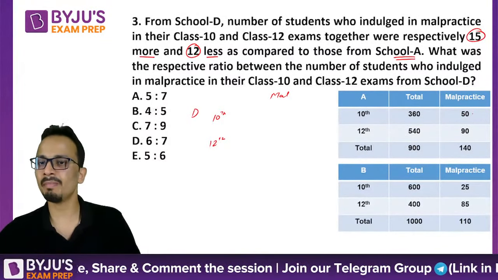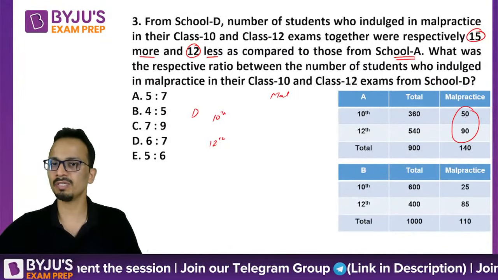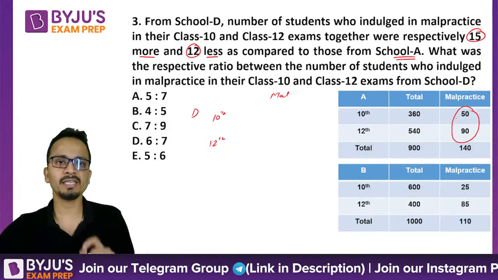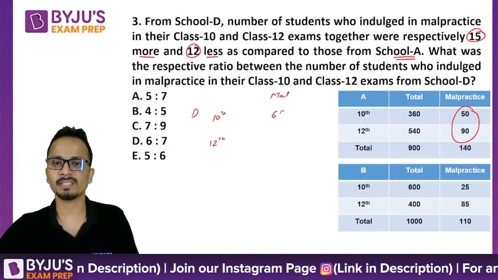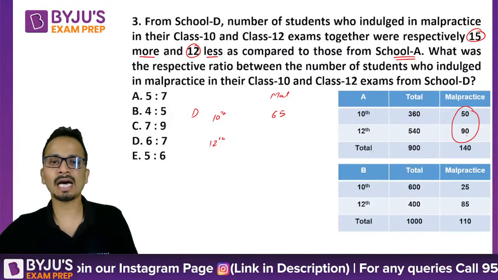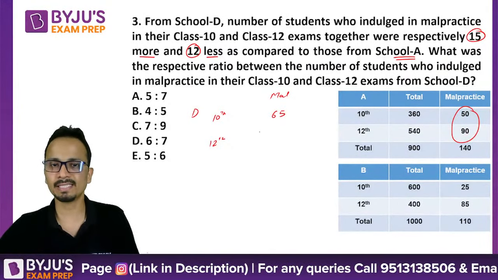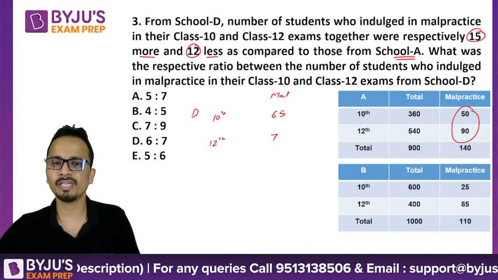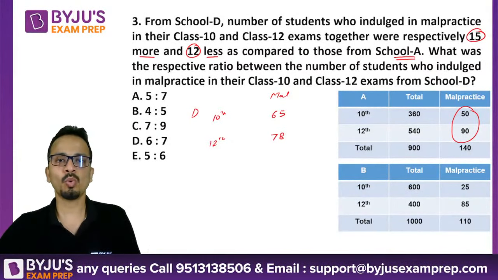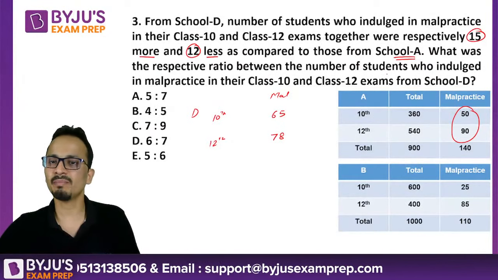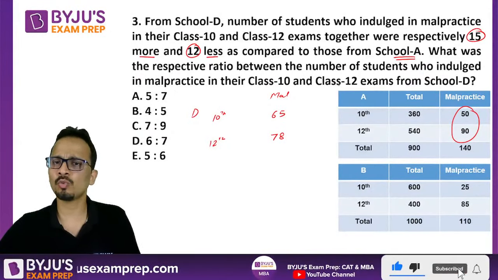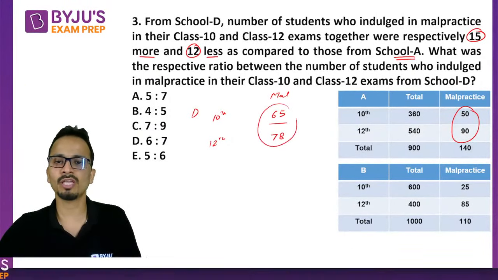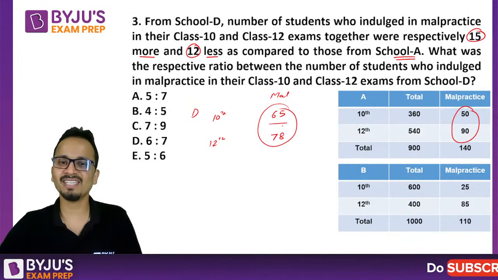So school A में malpractice, these were the numbers. So for class 10th, it was 15 more. So 50 plus 15, it is 65. And for class 12th, it is 12 less. So 90 minus 12 is 78. So what was the respective ratio between the number of students who indulged in malpractice in their 10th and 12th class from school D? So now we'll have to find out the ratio of these numbers. Such an easy question it is.